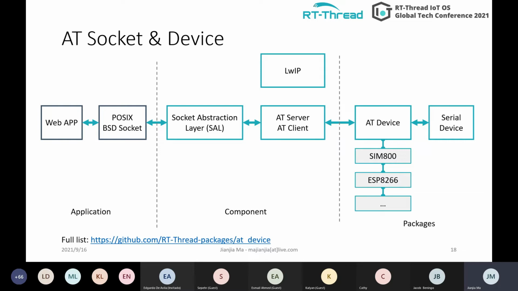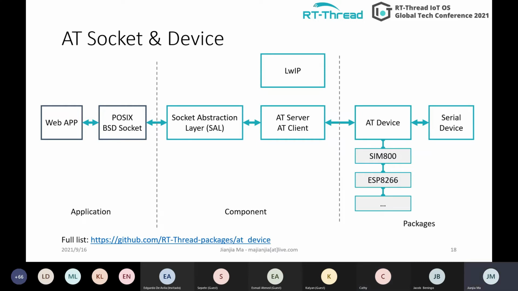Then it comes back to here, which is the AT device. In the AT devices, we have a whole list of about 20 common modules, including Wi-Fi modules like this one, and 2G, 3G, 4G cellular modules like the SIM. They are all ported to the serial device framework by RTThread. What you only need to do again is tick the box on the configuration panel and select different support, without changing any code on the application side.